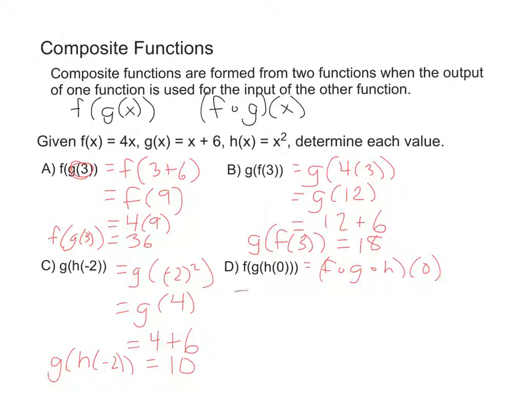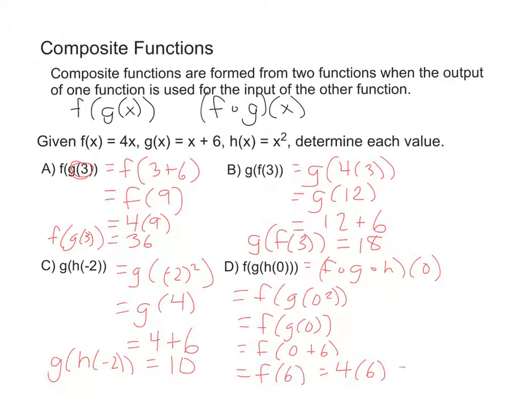So f of g of h of 0, leave the f, leave the g, evaluate the h of 0, which is 0 squared. So f of g of 0, right? Evaluate the g of 0. G of 0 is 0 plus 6. So we're finding f of 6, which is equal to 4 times 6, so 24. That's what f of g of h of 0 is equal to.